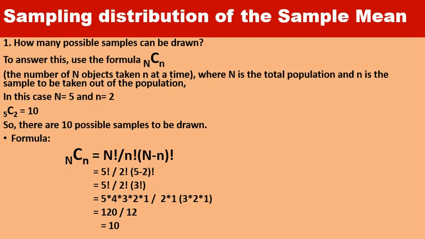So what does factorial mean? It is the number where you multiply the next descending whole number. So we will multiply 5 by 4 by 3 by 2 by 1, so we have 120. Multiply 2 by 1, and multiply 3 by 2 by 1, and then multiply both, we will have 12. So 120 over 12, we have 10. So the number of possible samples to be drawn is equal to 10.